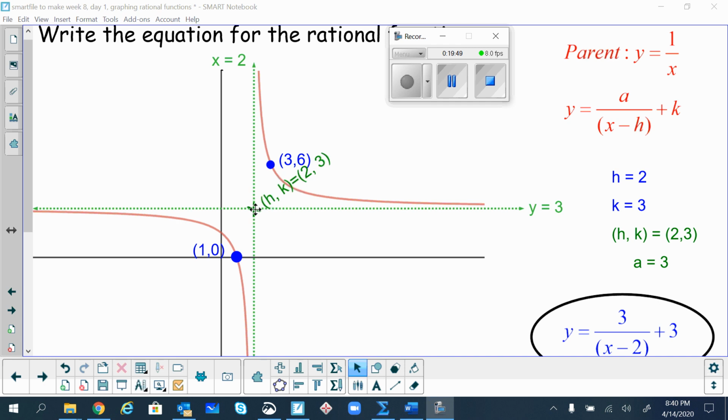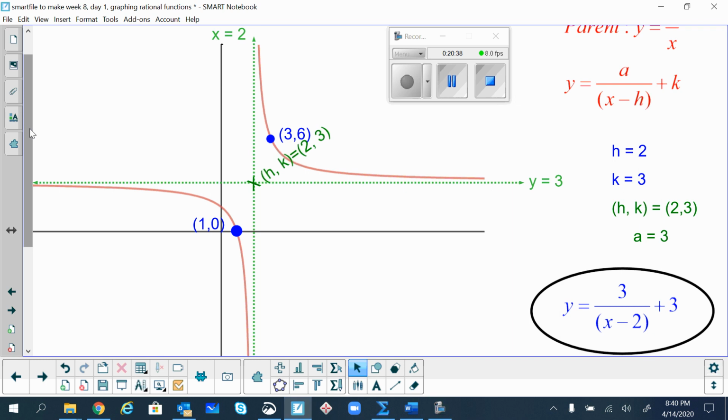We know that if the a value were 1, I'd go to the right 1 and up 1, but it looks like I'm going to the right one and up 3. So since I'm going to the right one and up 3, and then to the left one and down 3, that tells me that my a value is going to equal 3. I can also look here. 6 minus 3 is 3. 3 minus 0 is 3. So you're just comparing the y values. Again, 6 minus 3 in the y's tells me my a value is 3. And then from here to the point on the left, 3 minus 0 is 3. So I know that my a value is equal to 3. So my function will be y equals 3 over x minus 2 plus 3.